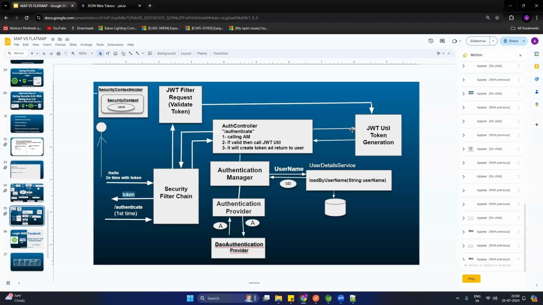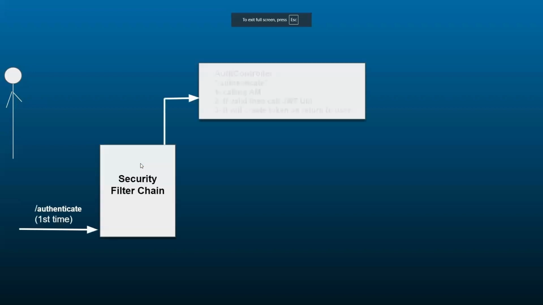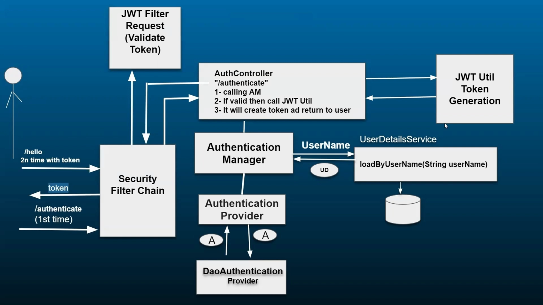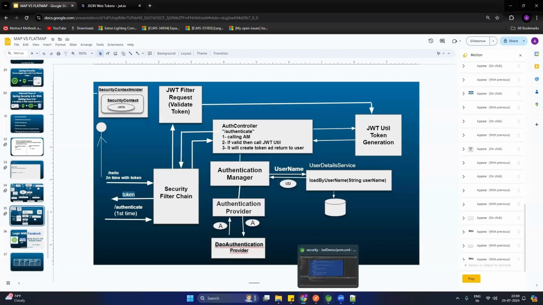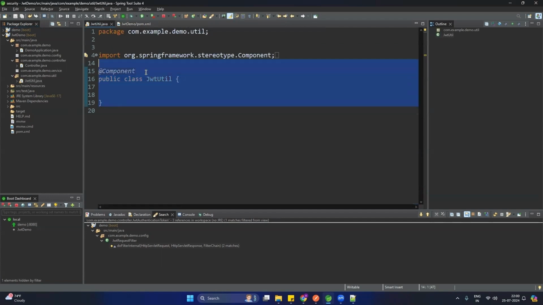So if you see here, we need JWT util. Let me show you the diagram again. See here. So basically first let's configure that JWT util token generation, and it is responsible for encoding, decoding and generating that JWT token. Let me show you how to do that. So we need one class called JWT util. This is the util class, and we have to annotate it with @Component.